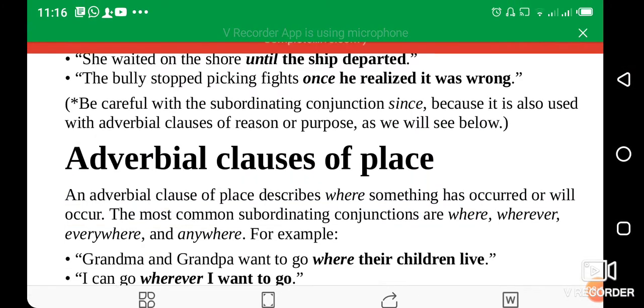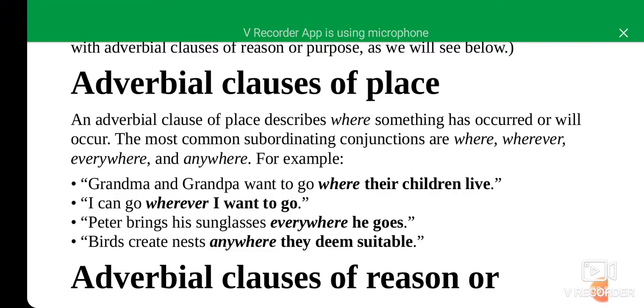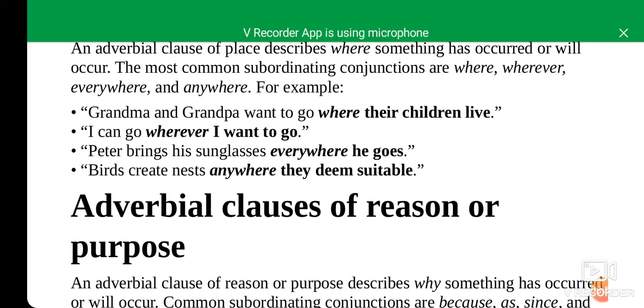Now let's look at type number 2, adverbial clauses of place. In the sentences below: grandma and grandpa want to go where their children live. Now "where" shows the place, so "where their children live", that whole is a dependent clause, and as it starts with the subordinating conjunction "where" that shows the place, the whole clause is used as an adverbial clause of place. I can go wherever I want to go. Now "wherever" also shows the place.